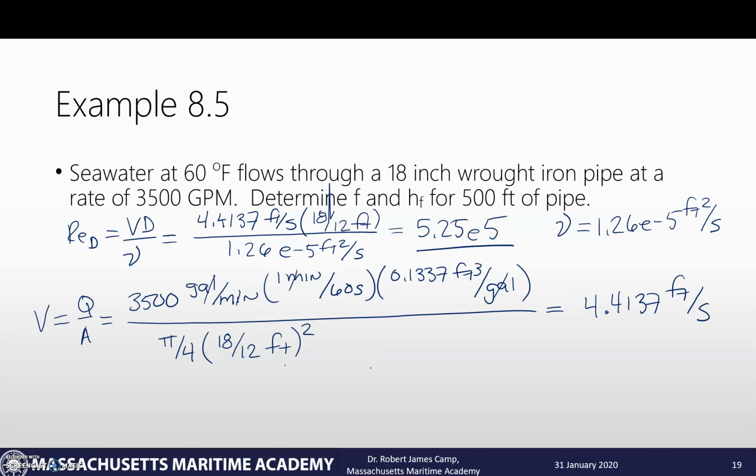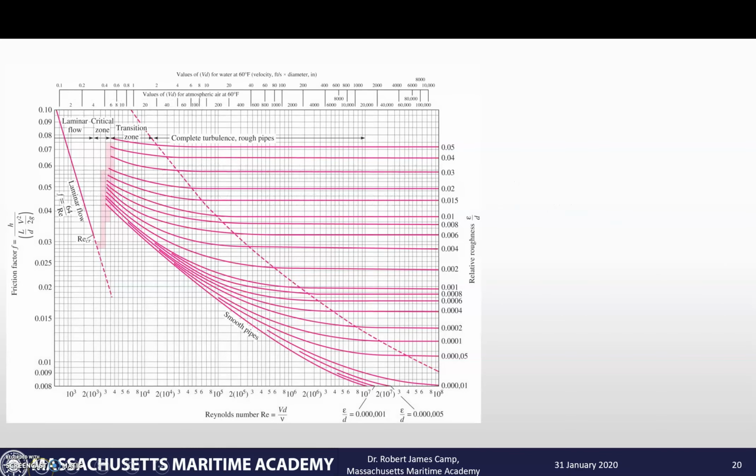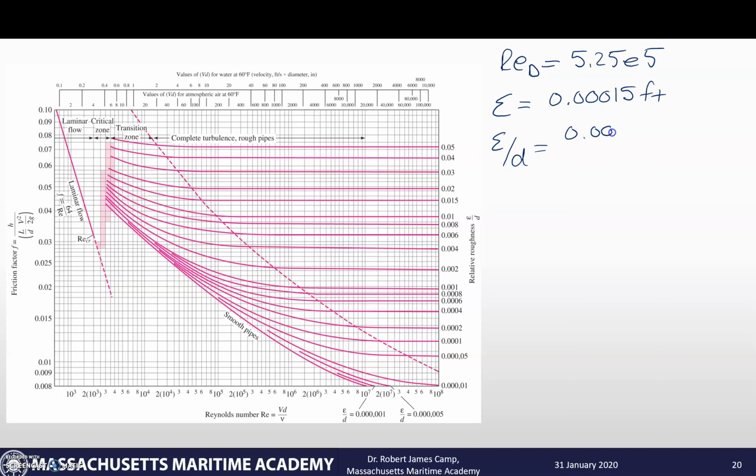Turbulent flow means that we are going to go to the Moody chart. So let's go to our Moody chart here. I'm just going to rewrite that so we can remember our Reynolds number is 5.25 times 10 to the 5th. I'm going to look up epsilon, so for wrought iron we will use 0.0015 feet. So epsilon over D, unitless parameter. We've got feet on the top, that means our diameter has to be in feet. So 18 divided by 12 feet. And that will give us an epsilon over D of 0.0001.